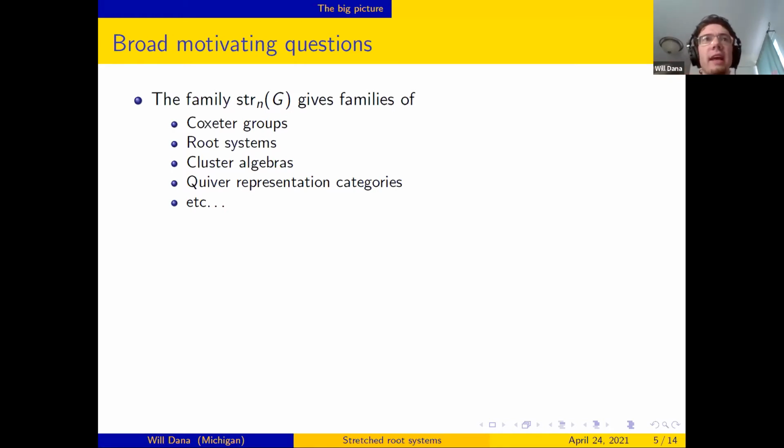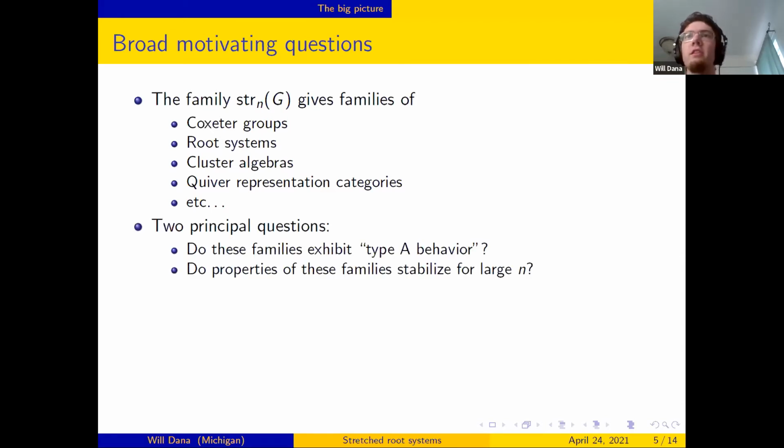Outside of the finite and affine type cases, many aspects of these objects are either extremely complicated or provably intractable. But there are a couple of vague motivating questions which I think are reasonable to ask about common behavior throughout the entire family. First off, do these families exhibit some kind of type A behavior? Is there some sort of analogy with the very well-behaved type A family of objects in each of these cases, which reflects the way we constructed these Coxeter diagrams? And secondly, are there properties of these families which stabilize when n gets large enough, when the stretching factor gets large enough? Are there properties which exhibit some kind of nice uniform description?